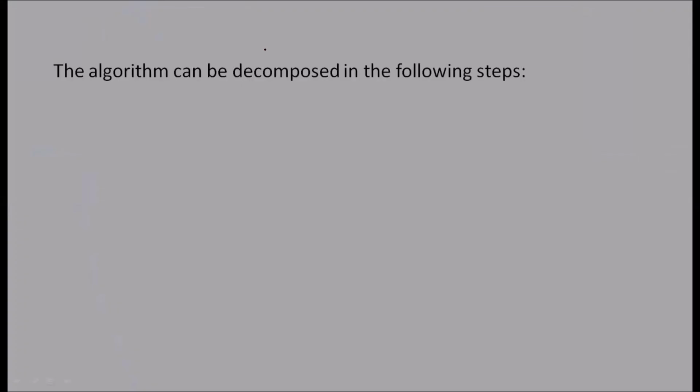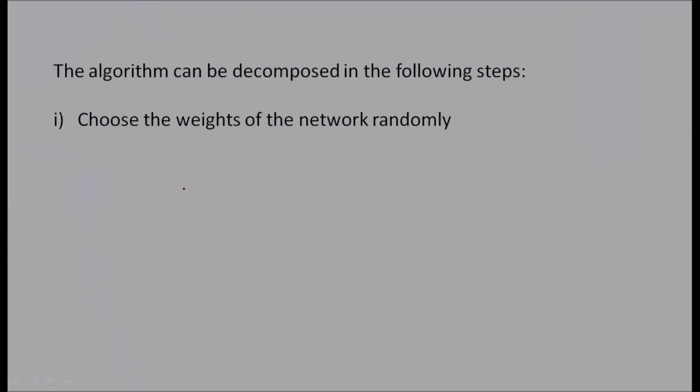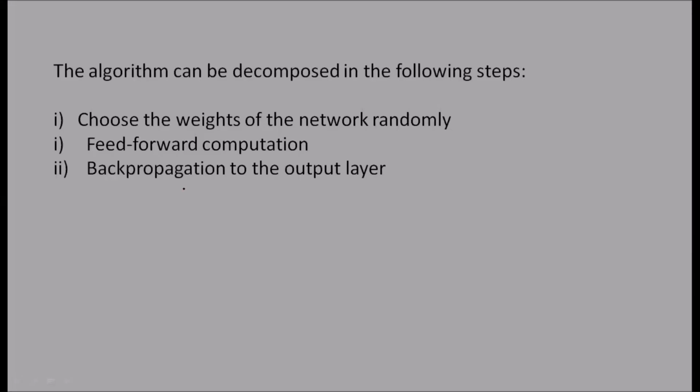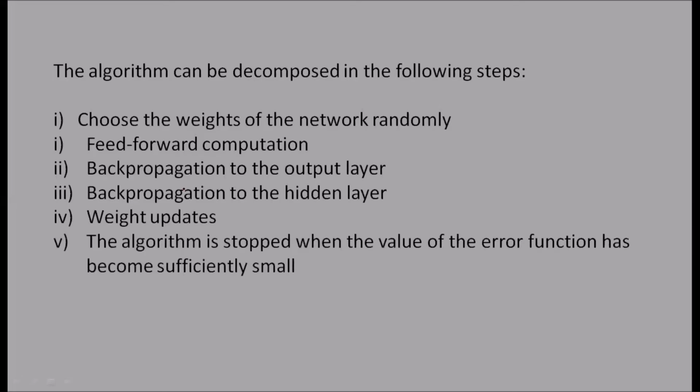So the simple way we can understand this back propagation algorithm is using these steps. First step is to choose the weights of the network randomly. Random values, you can assign the value 0 also. Then feed-forward computation. Using this formula, we compute the actual output for each output node. Back propagate to the output layer. That means first update the weights of the output layer. Then update the weights of the hidden layer. After updating all the weights, the algorithm is stopped when the value of the error function has become sufficiently small. So when the error is 0 or very small, you can stop this algorithm.